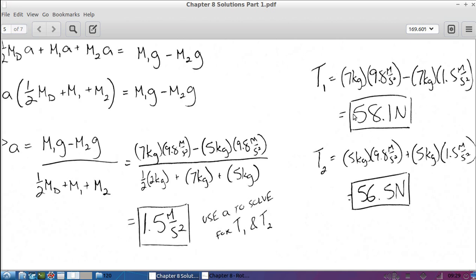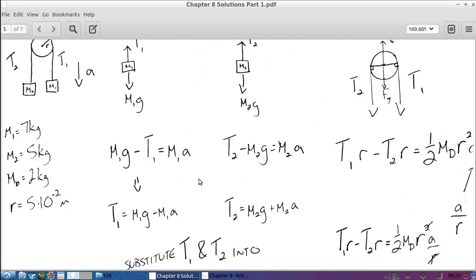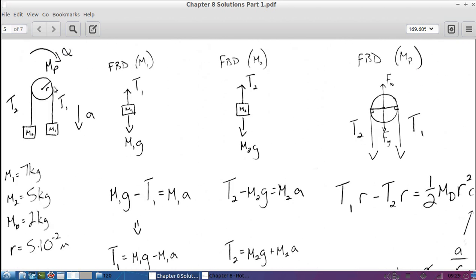Again, it makes sense. This is a reasonable answer because T1 is greater than T2. If I go back to my diagram, if T1 is greater than T2, then this object is going to rotate this way. So I feel good about my answers. I checked the situation, and it seems reasonable, right? T1 is greater than T2, and it matches my coordinate system. I've got a clockwise angular acceleration for the pulley.